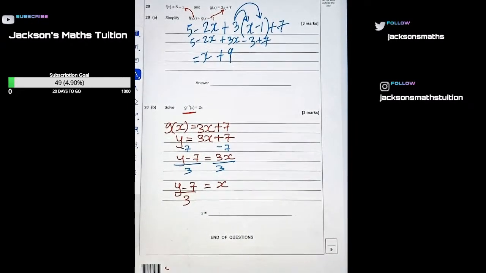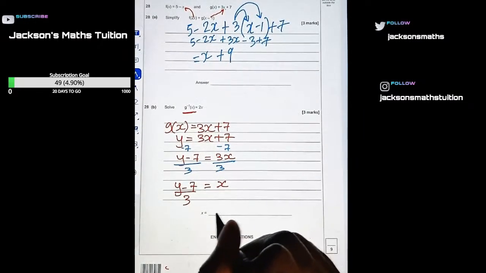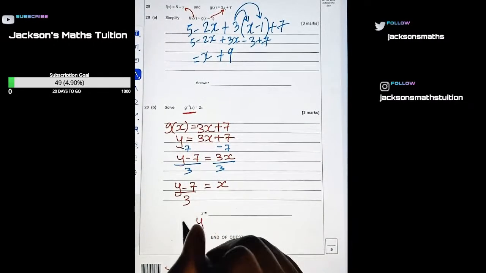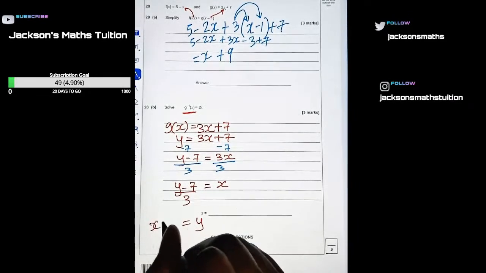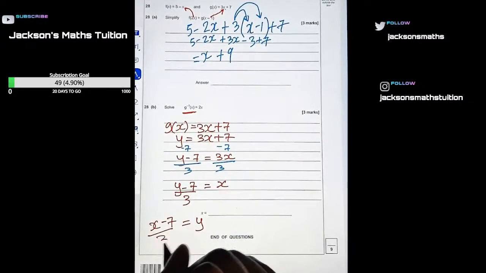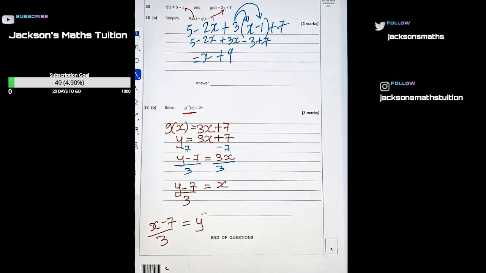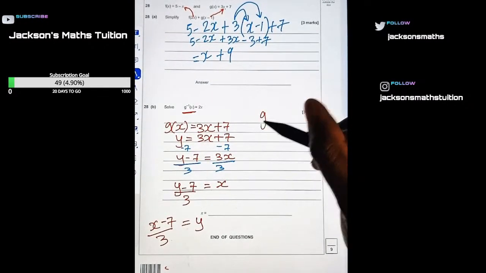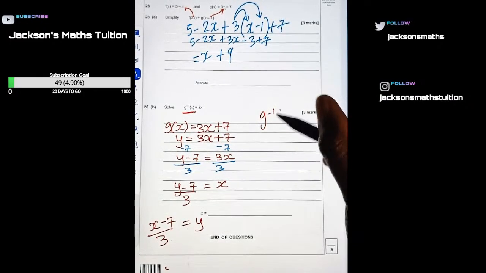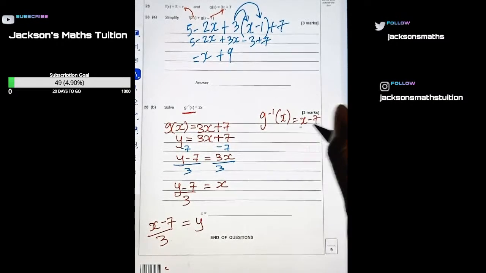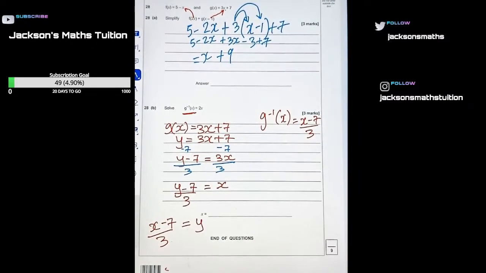And then now you're going to swap x with y, because you're doing the inverse. You're going to swap x and y now. So y is going to be equal to x minus 7 over 3. Which means that g inverse is x minus 7 over 3. That's the inverse we just found.